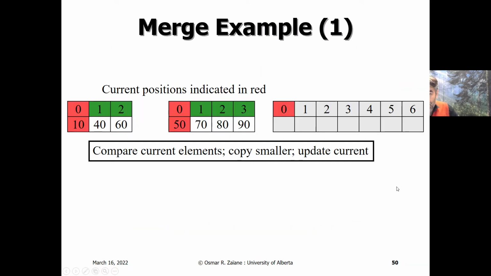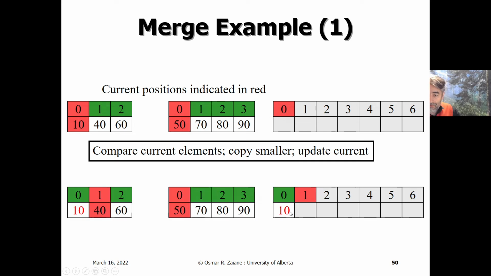Let's see another example. Here I have a container, we'll call it left, and a container which is called right, and this is the result, and the result in the beginning is empty. The current of the result is at position 0, current of the right is at position 0, and the current of the left is at position 0. I'm indicating them with red to say that's the current element. I will compare 10 and 50. Who's the smallest? Well, 10 is the smallest. So I will copy 10 in the result, and I'll move forward in left.